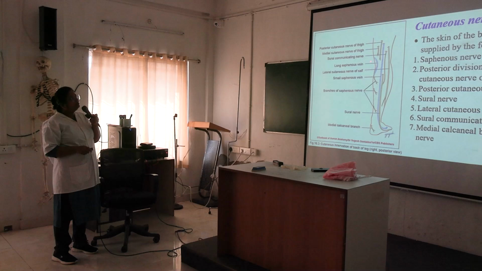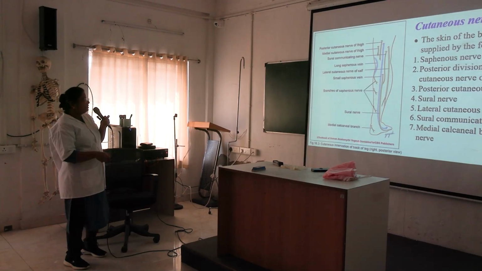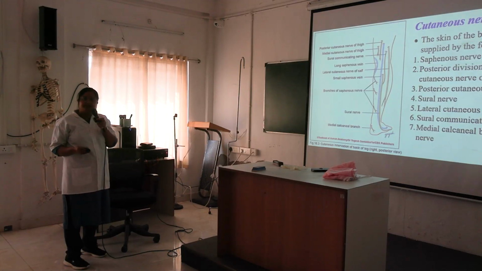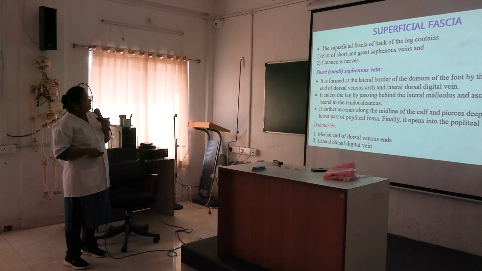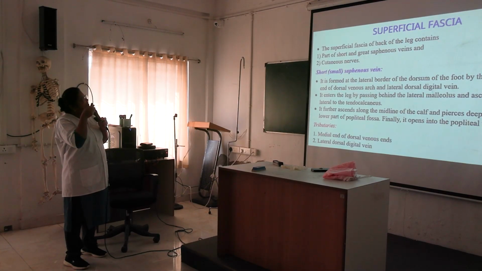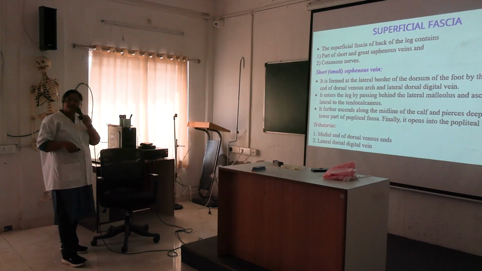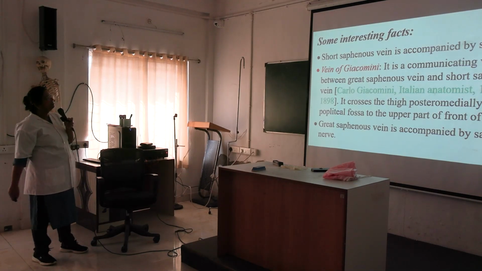And near the knee on the medial aspect, you can get a small part of the great saphenous vein or long saphenous vein. Okay. In the lower part also it is lying anteriorly. In the upper part also it is lying anteriorly. Okay, so what are the tributaries of the small saphenous vein? Medial end of dorsal venous arch and the lateral dorsal digital vein. Okay, these are the two main tributaries.